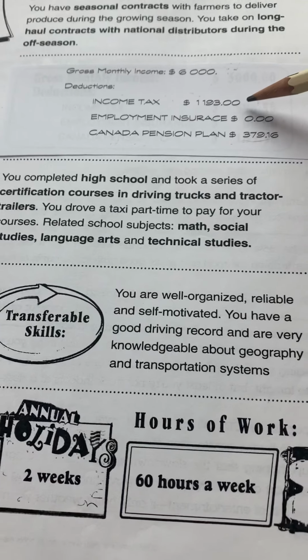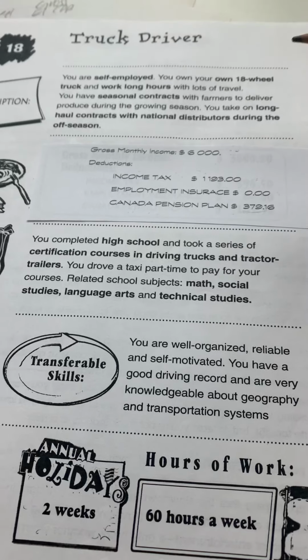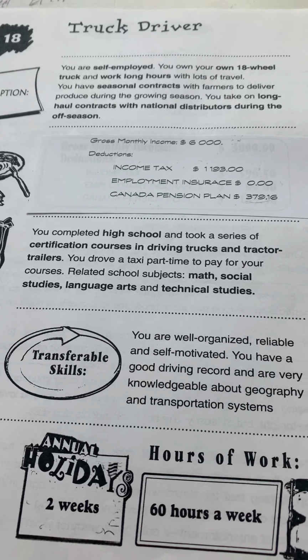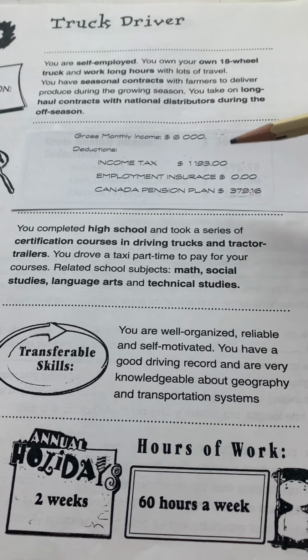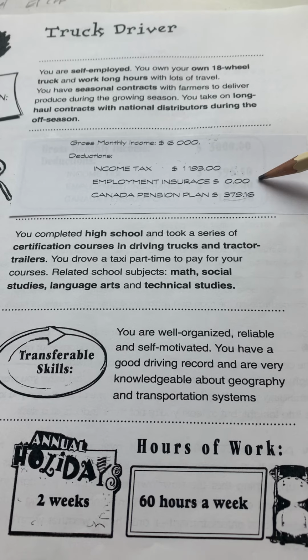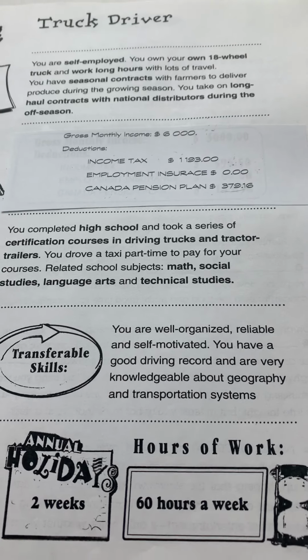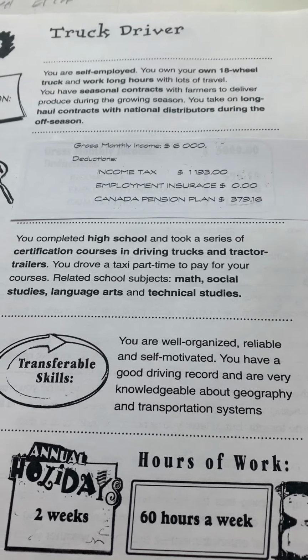And we talked at the beginning of the year about the different levels of government and how they pay for different things, and the federal government does give provinces and cities some money. But this is how income tax is calculated. It comes right off your paycheck. Employment insurance, you'll notice I'm paying nothing, and that's because I'm self-employed. So self-employed people do not pay employment insurance.